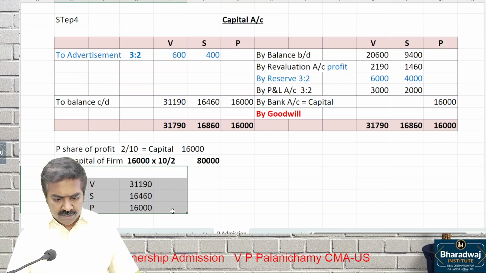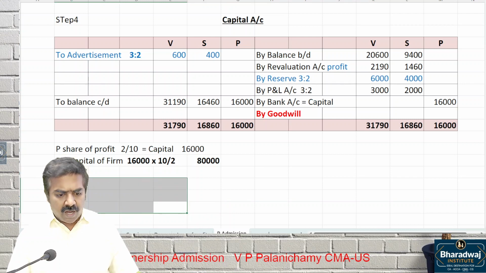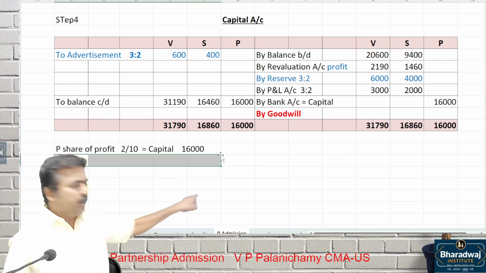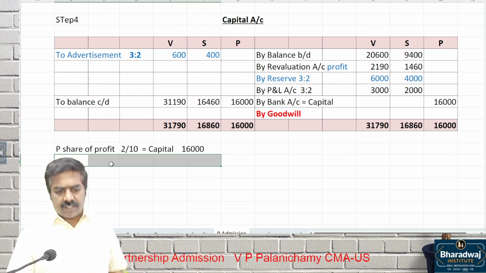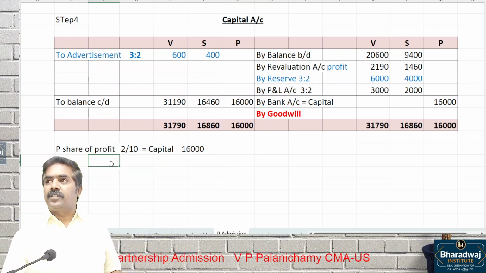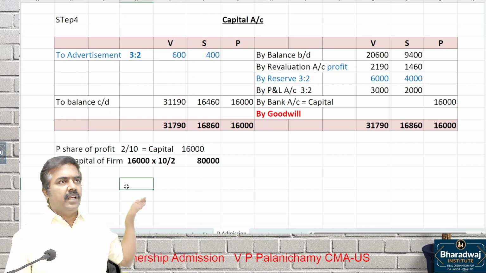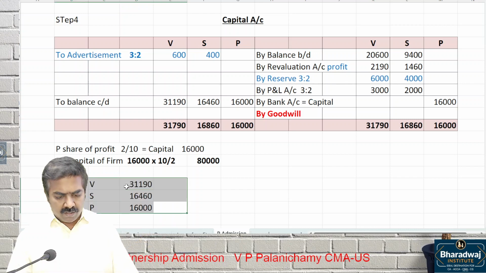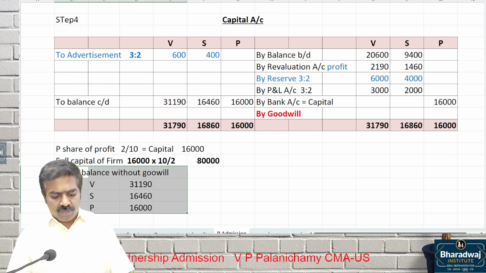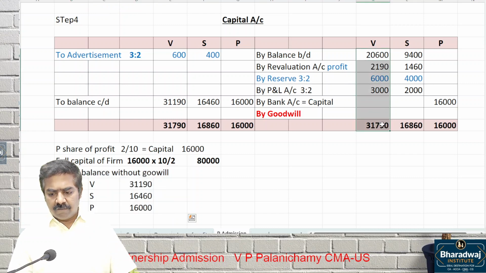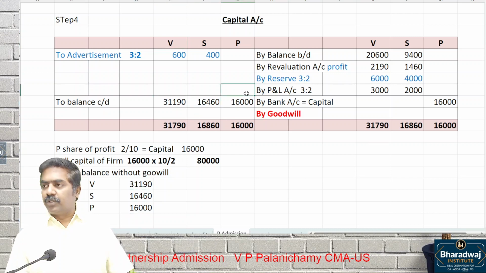Now, pay attention. I request you to pay attention. How much did P bring in? How much cash has the new partner brought? 16,000 cash. That is 2 by 10. If 2 by 10 is 16,000, what will the full capital be? 80,000 including goodwill. Then without goodwill, B's credit minus debit, what is the amount? 31,190. 16,460, 16,000 without goodwill. So work it out, how much is it?